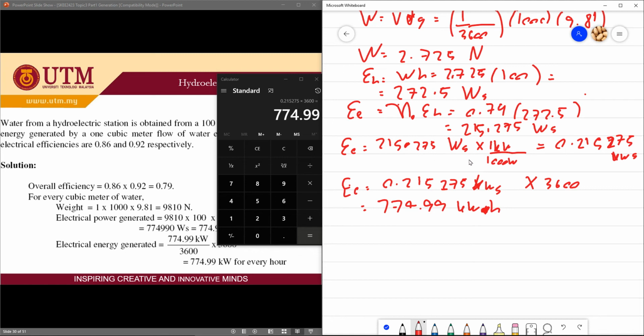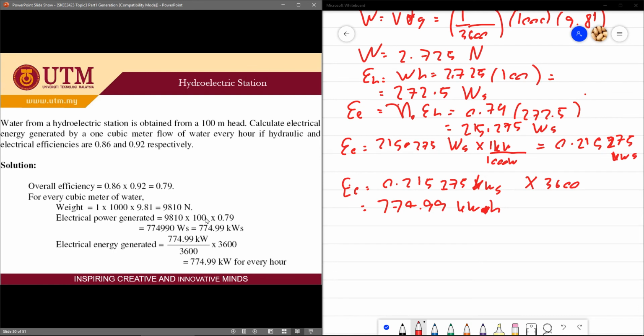This one is just a conversion, but this one is the energy used for 1 hour. So you have to multiply by how much energy you use. Make sure you are careful with this. So that's it for example 2.